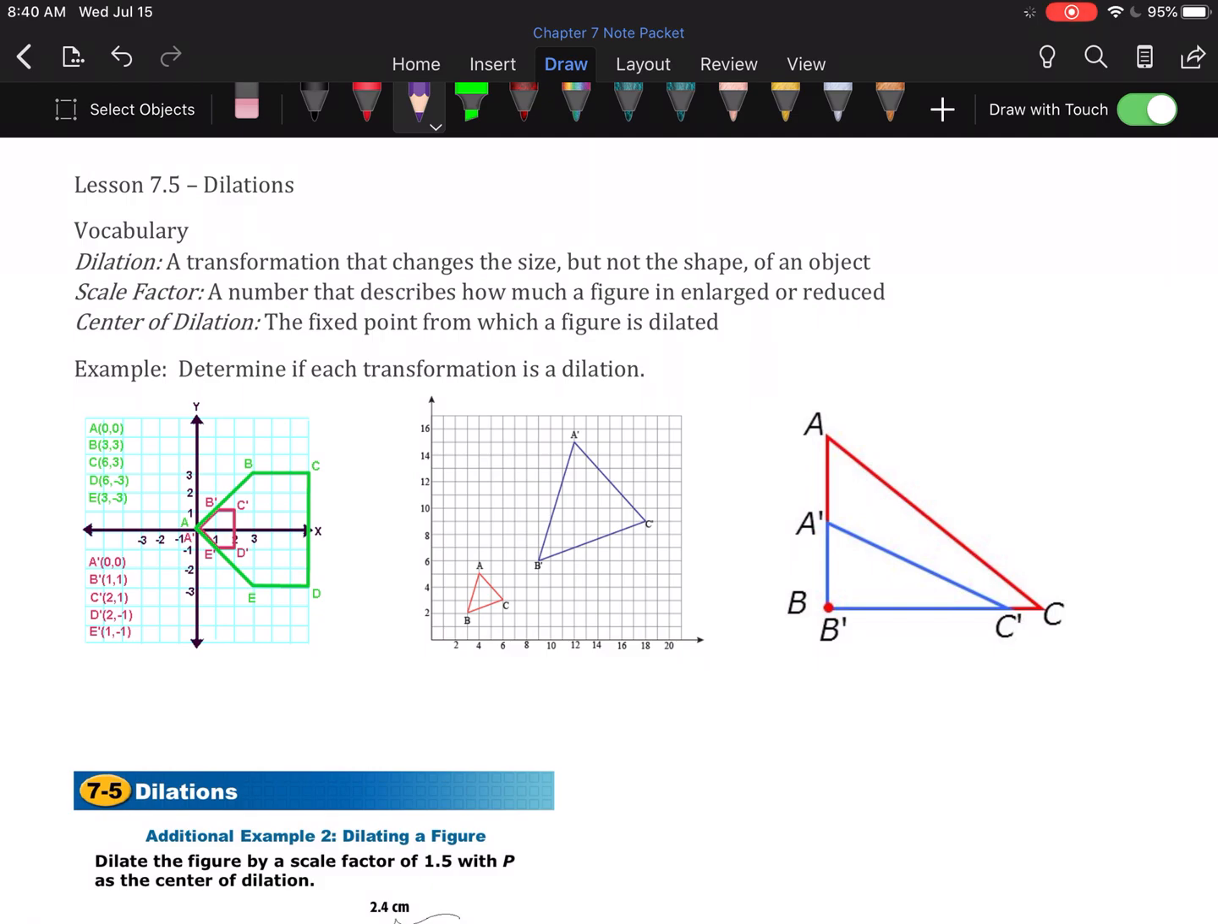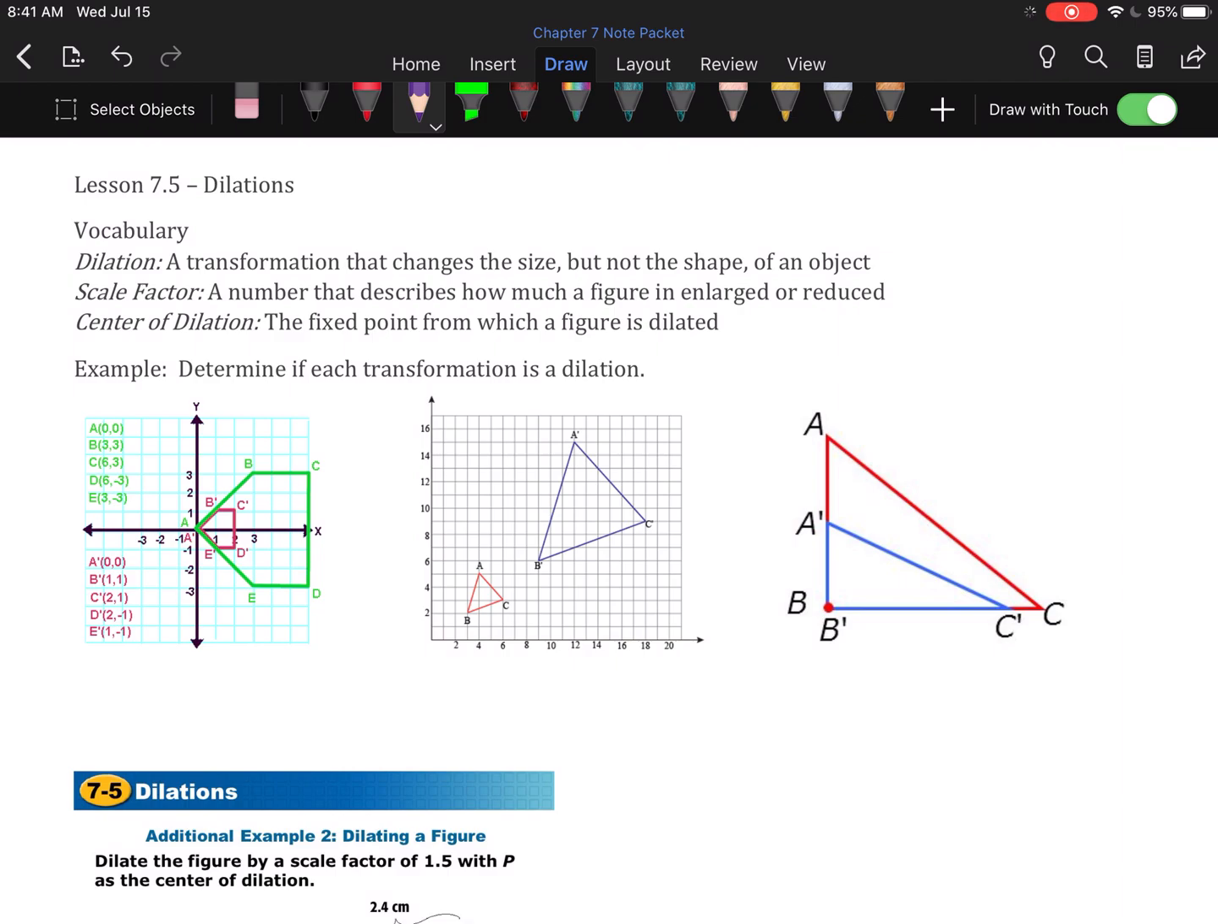C was 6, 3. If I divide those both by 3, I get 2, 1, which is C prime. D was at 6, -3. When I divide those both by 3, I get 2, -1, which is D prime. And E was 3, -3. When I divide those both by 3, I get 1, -1. That is E prime. So this is a transformation with A as the center.